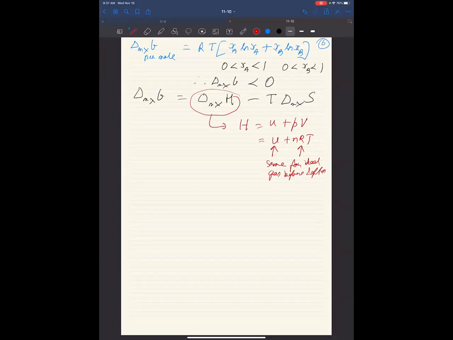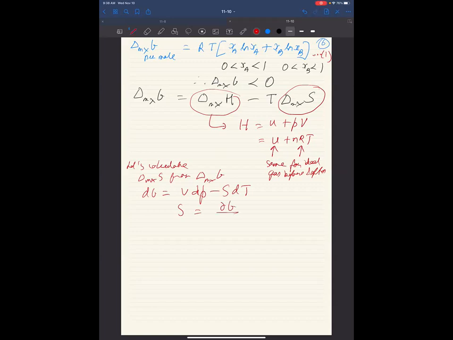Yeah, there are many ways of thinking of it, but I want to do it a different way. I want to derive delta mixing S directly from delta mixing G. Okay, so let's calculate this one directly. I'm still calling this equation number 1 because that's what we started with. Let's calculate delta mixing S from delta mixing G. So in order to do this, we know dG is equal to V dP minus S dT, right? So what is S as a function of G? S is minus partial G by partial temperature at constant pressure. Everyone agrees? It has a minus sign.